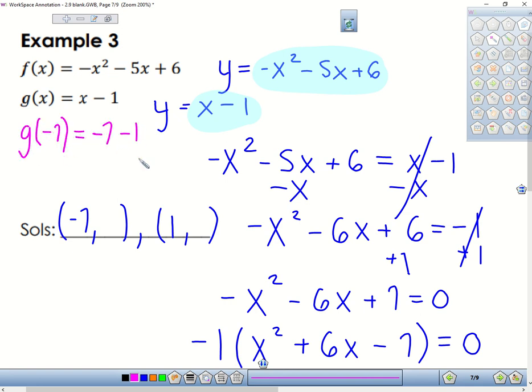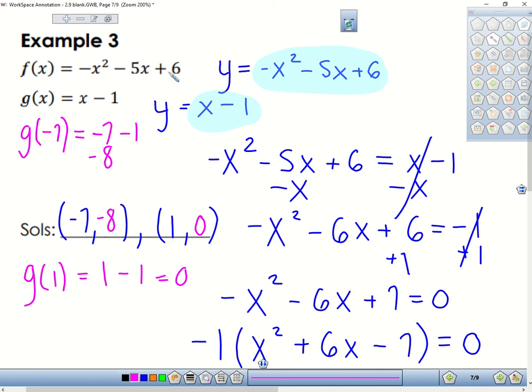So I'm plugging into g of x, and this gives me negative 8. And then I'm going to do the same thing with the 1. So g of 1 equals 1 minus 1, which is 0. And if you wanted to check your work on a test or a quiz, not a bad idea to also plug them into the quadratic to make sure they're the same.